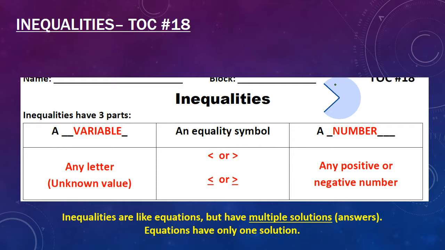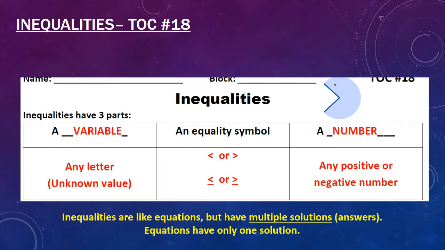Just so you know, an inequality is very similar to an equation. But equations have equal signs, and in place of an equal sign, an inequality has these inequality symbols like you see up here in the middle. And the one big huge difference between an inequality and an equation, other than one has an equal sign and one has the little comparing signs, is that inequalities actually have multiple solutions or multiple answers. And equations only have one solution.